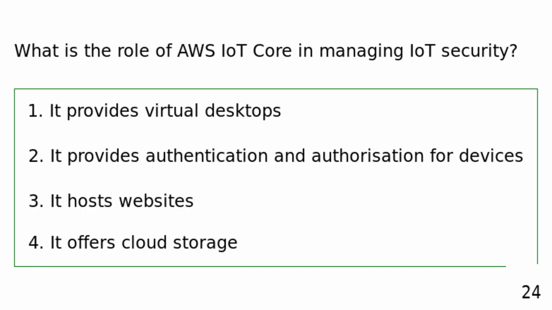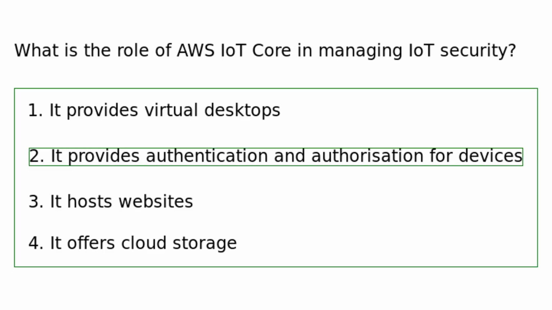What is the role of AWS IoT Core in managing IoT security? It provides virtual desktops. It provides authentication and authorization for devices. It hosts websites. It offers cloud storage. AWS IoT Core manages IoT security by providing authentication and authorization for devices.